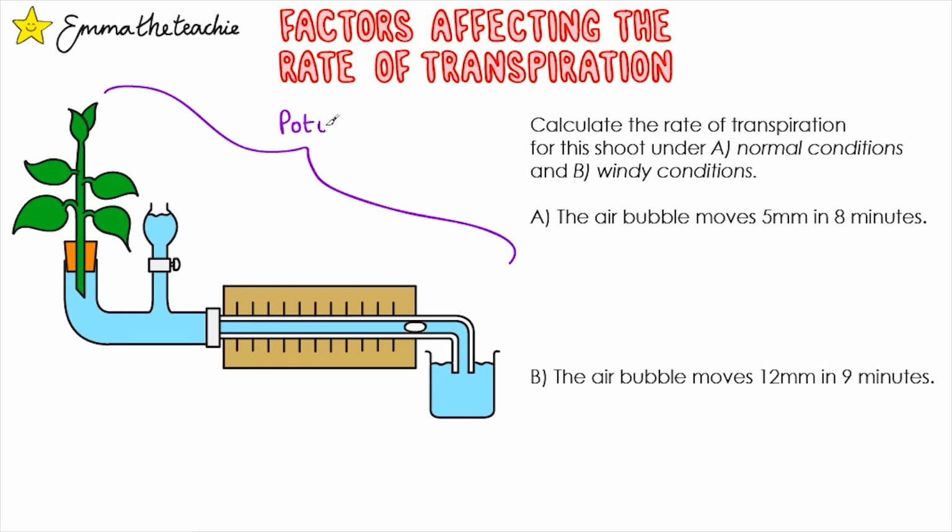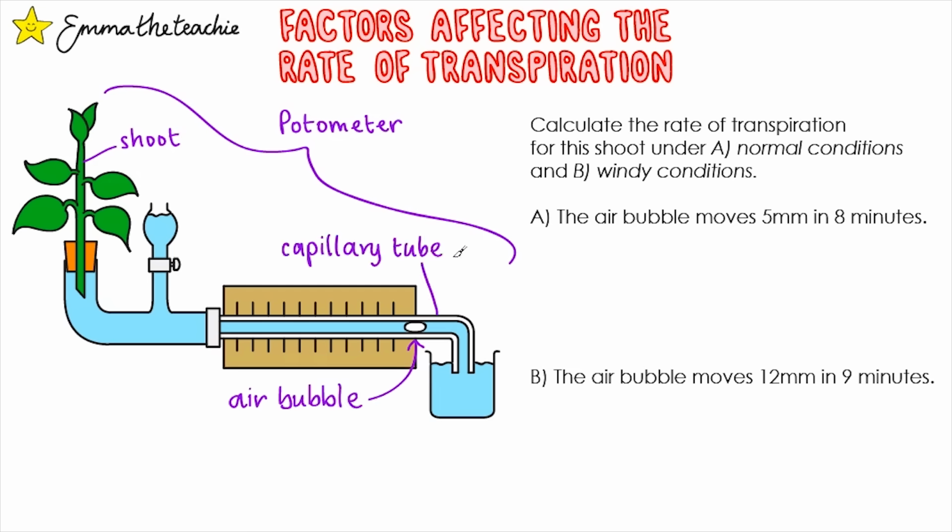So this apparatus is called a potometer. At one end you've got a shoot, and you're going to introduce an air bubble into the capillary tube. You just do this by taking the potometer out of the water and blotting it with some paper towel. Then over here we have a ruler that's going to measure how far the air bubble moves, and we've got a reservoir of water to flush out the air bubble and start again.